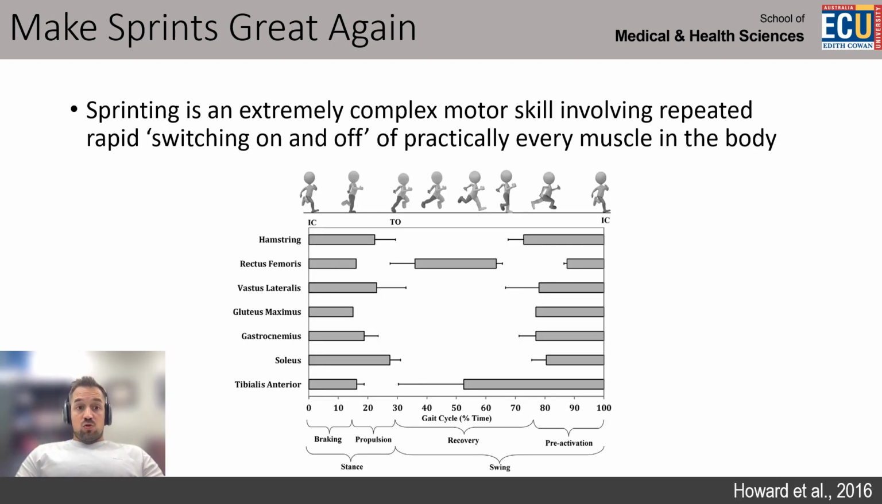So sprinting is an extremely complex motor skill involving repeated rapid switching on and off of practically every single muscle in your body. And this happens so incredibly fast, especially considering our stride frequency and how fast our legs are turning over, especially when we are going faster and faster. And in this figure, you see the EMG activity of our key muscles when sprinting and how synchronously they switch on and off. And this ability needs to be trained to make it as effective and efficient as possible. And this shouldn't be news to you.